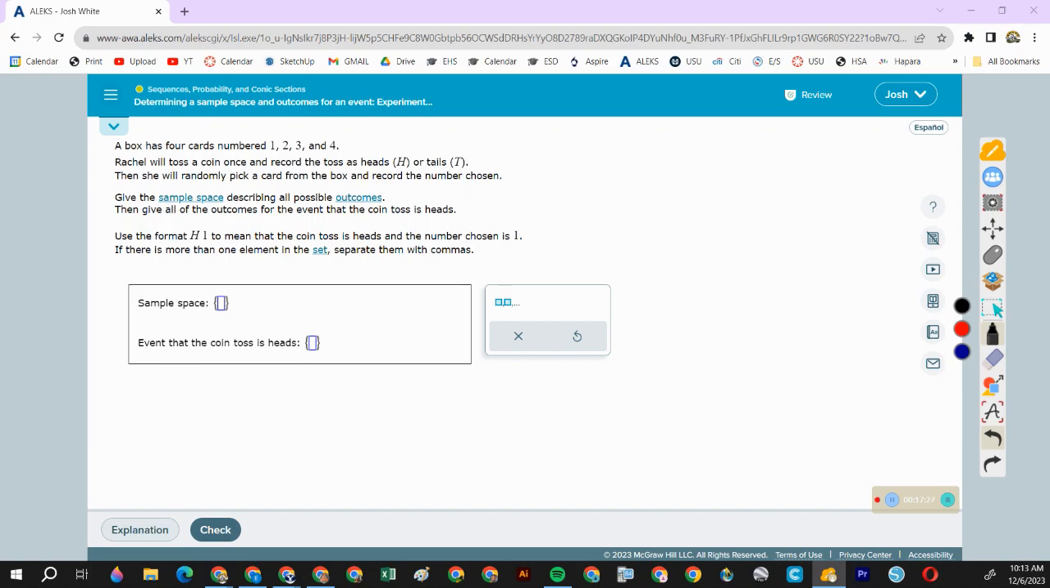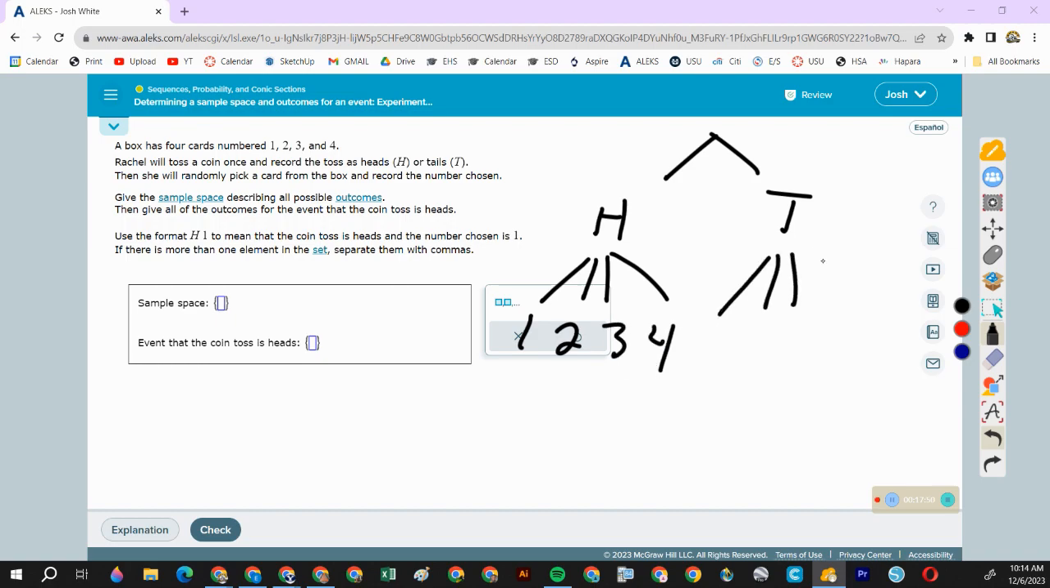So first, she flips a coin. What can happen when she flips a coin? She either gets H or T. After flipping the coin, she will reach into the box and pull out a card and record its number. So there are 4 cards, 1, 2, 3, and 4. So what is my sample space? I guess Rachel's sample space.